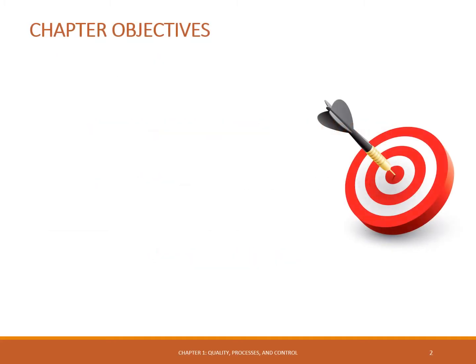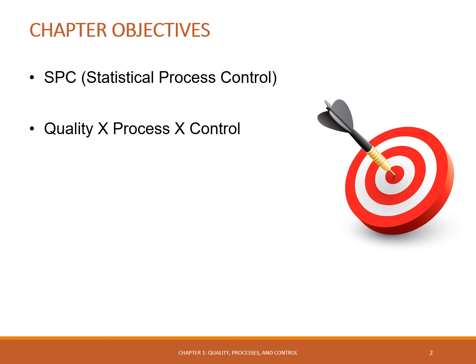Let me start by highlighting the objectives of this first chapter. First, I will introduce the base concepts in statistical process control. Then, we'll define common terms used in statistical process control, such as quality, process, and control. Next, we'll learn how to distinguish between design quality and conformance quality. Those are two distinct aspects of the quality of a product, which have a direct impact on the statistical process control tools to be used.